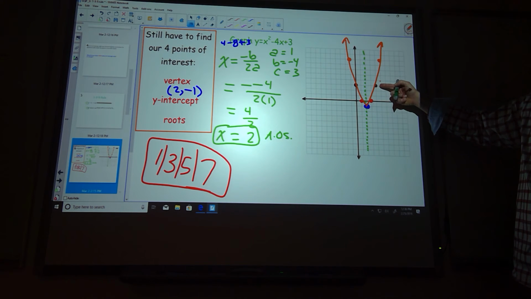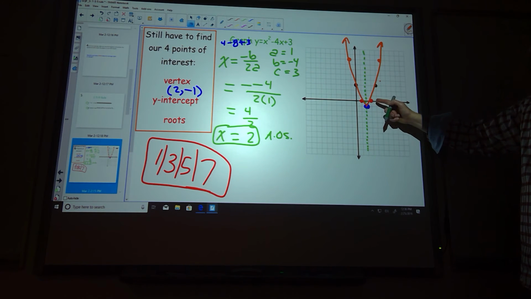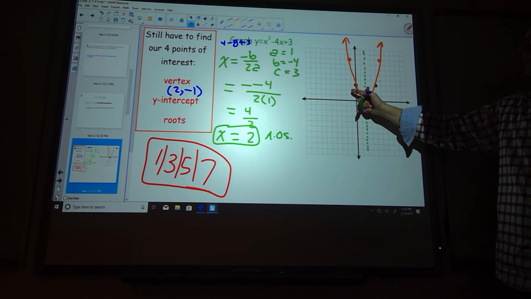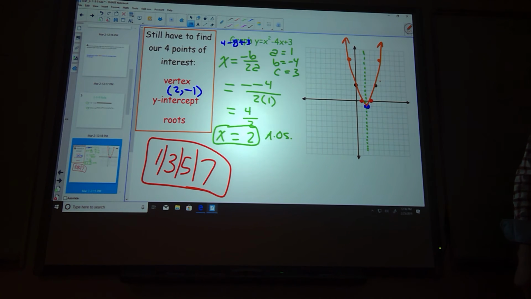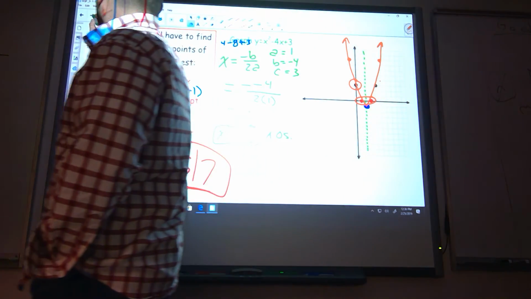This point here is at 4, 3. This is at 0, 3. This point here is at 5, 8. And this one is at negative 1, 8. I just identified all kinds of points because pattern graphing works, and it's that cool. We can definitely see our roots because we can see exactly where it crosses the x-axis. My roots up here would be 1, 0 and 3, 0. The y-intercept is right there. Cool, let's move to another one.